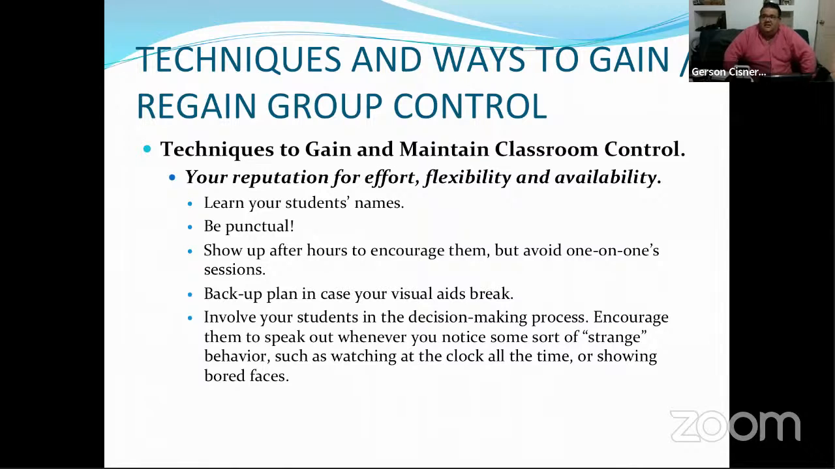Number 3 is Josué. Show up after hours to encourage them, but avoid one-on-one sessions. So students need to feel that you are approachable. You understand that word approachable? That they feel trust and confident to get close to you and ask you questions. Avoid one-on-one sessions. This is new. It's not recommendable nowadays to have private sessions.